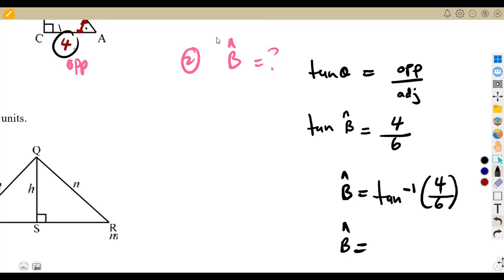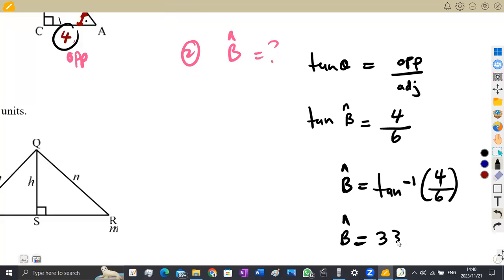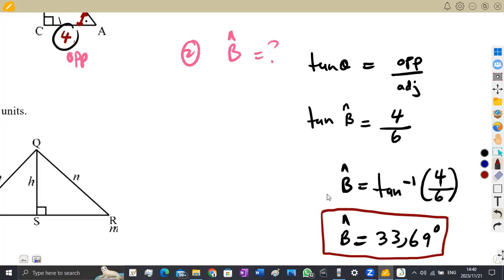So let us see on our calculator, what are we going to have? So this is arctan, shift tan, 4/6. That is arctan, it's just shift tan. So you're going to have 33,69. So this is 33,69 degrees. Okay, so that was going to be your angle B.